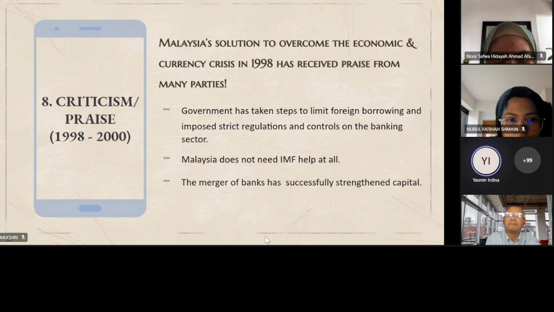The merger of banks has successfully strengthened capital, and it also increased the competitiveness of banks in Malaysia. With all of these steps, it is considered an innovative, effective solution and thinking outside the box. The IMF, which was initially skeptical of the risky steps taken by Malaysia, later recognized it as a method to be emulated.